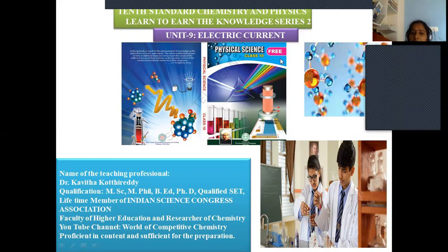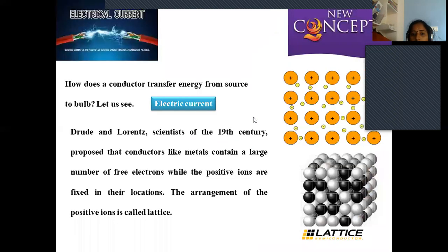In addition to this one, unit number 1 to 8, detailed explanation available on the channel called World of Competitive Chemistry. Now we entered into this electrical current where chemical energy gets converted into electrical energy so that can be applied in different fields. Those are going to be discussed. Let us enter into our series number 2.